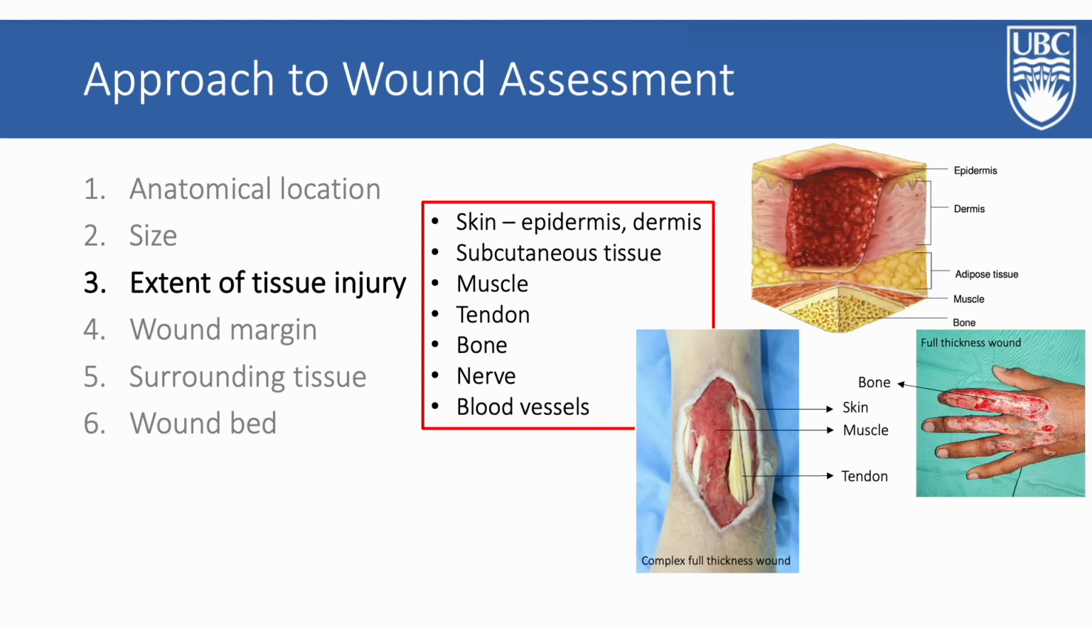If the wound is full thickness through the skin, it is then important to note what additional structures are involved or exposed, such as adipose tissue, muscle, tendon, or bone. If there are other vital structures, such as blood vessels or nerves exposed, this should be noted as well.